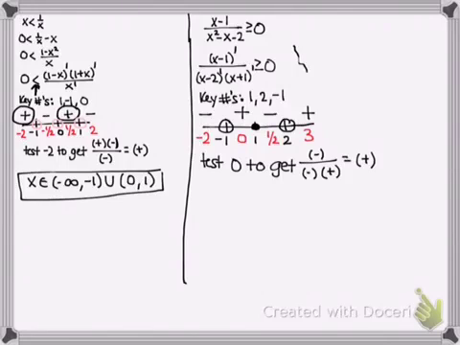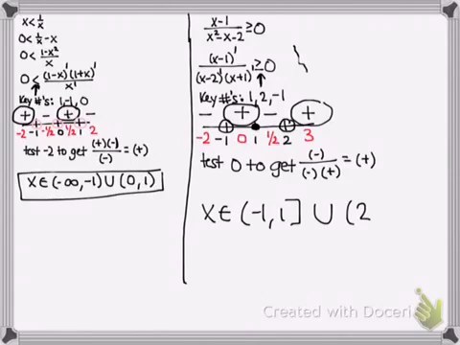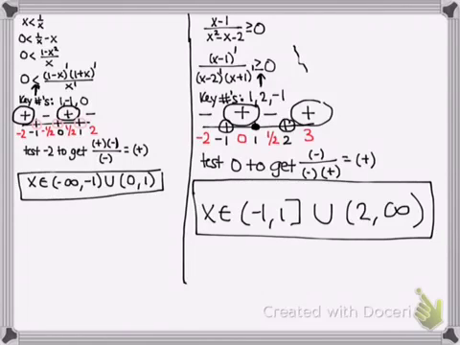Okay, and then the last step, we want greater than or equal to 0. So we want the positives. So that's x is in, open, -1, 1, closed, union, open, 2, infinity, open. There you go.